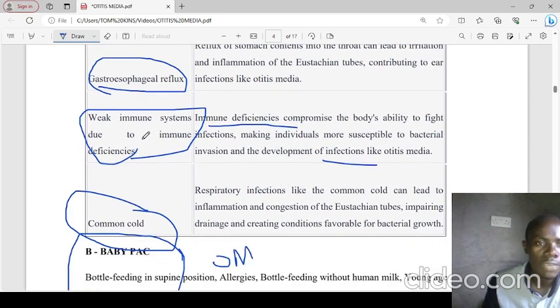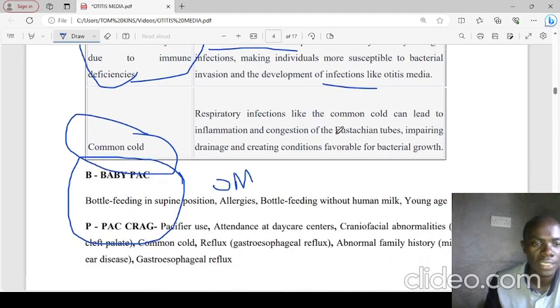We have weak immune systems due to immune deficiencies. So immune deficiencies compromise the body's ability to fight infections. This makes individuals more susceptible to bacterial invasion and development of infections such as otitis media.